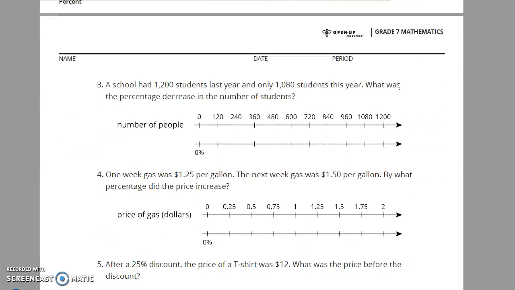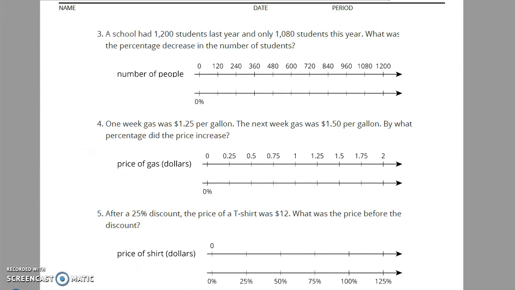All right, let's do one more, and then I would like you to do the rest on your own. A school had 1,200 students last year, and only 1,080 students this year. What was the percent decrease in the student numbers? Look, they've already set up the top numbers on this number line. So we know 1,200 is 100%.